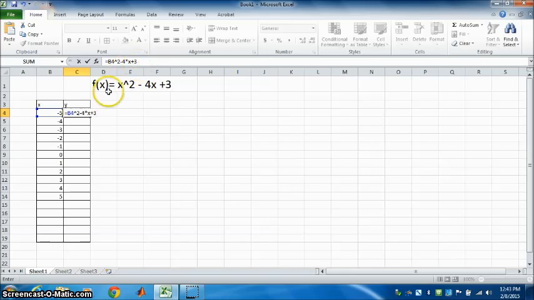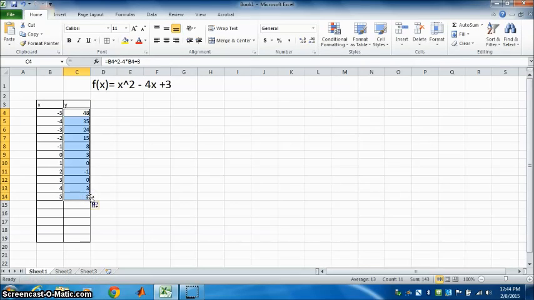Oh, what is x? We have to select x. Sorry, here you should select x. What is x here? x is -5, plus 3. Now press enter, you will get the value. Just drag it, you will get values for all values of x, because we have put the formula here. So these are the values of y for different values of x. You can bring these values in the center.